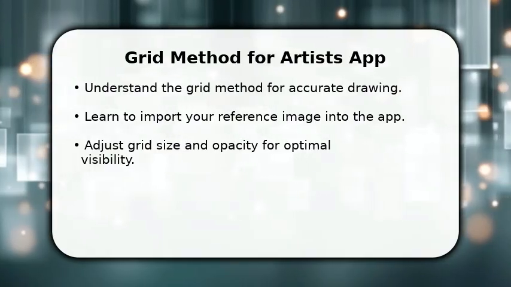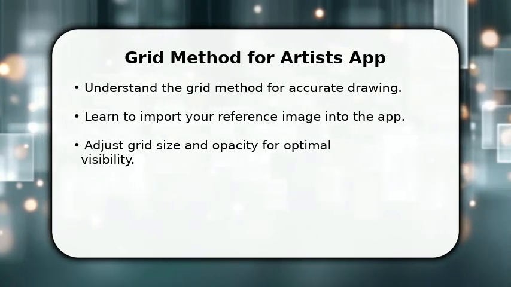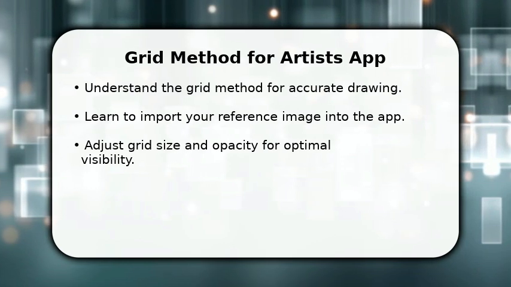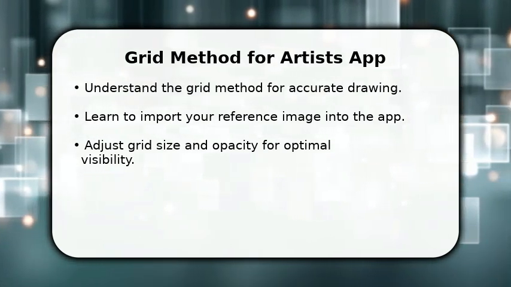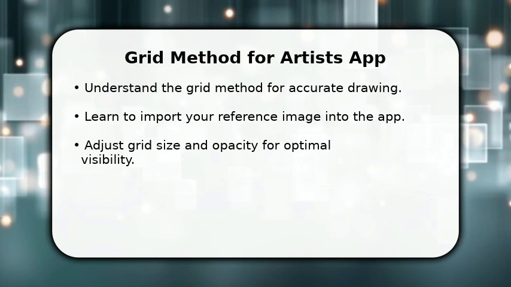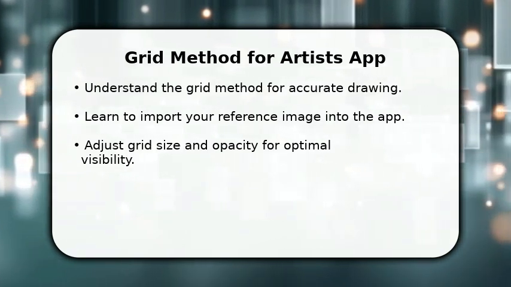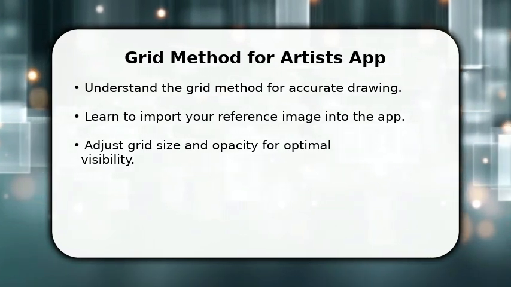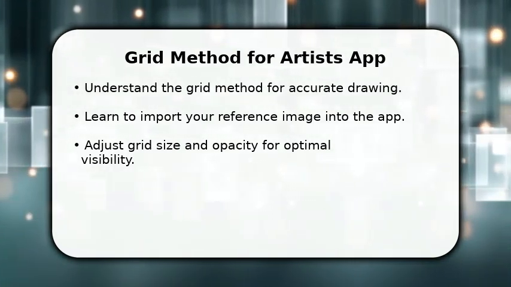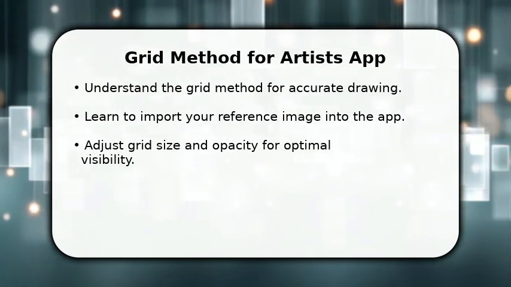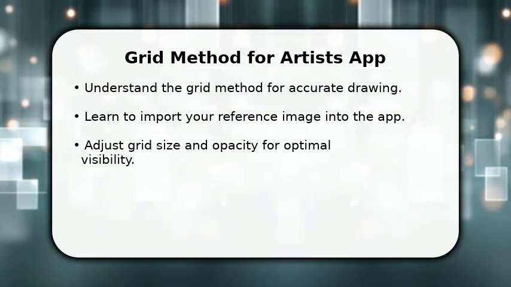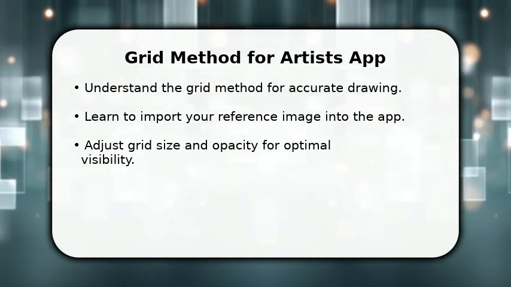In this video, I will explain how to use the Grid for Artist app. First, open the app and select New Project to begin. Then, choose an image from your device's gallery to import as your reference photo. Once imported, you can easily adjust the grid's density and line thickness to match your canvas. This initial setup is crucial for precise scaling and proportion, ensuring your artwork starts on the right foot.